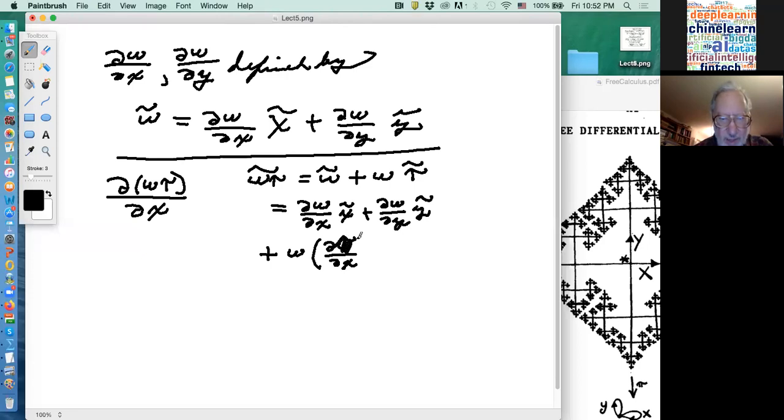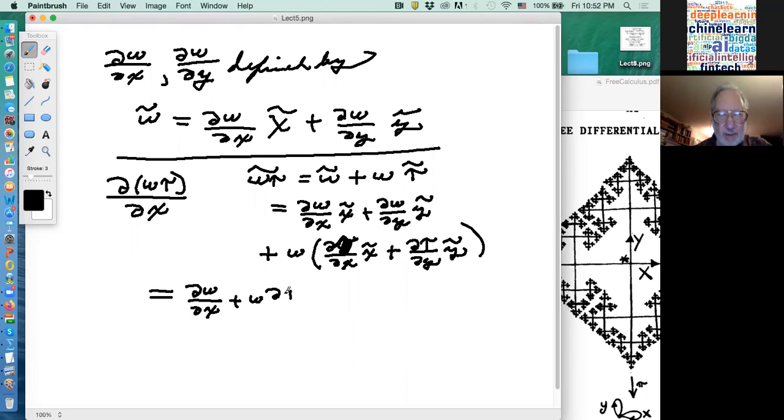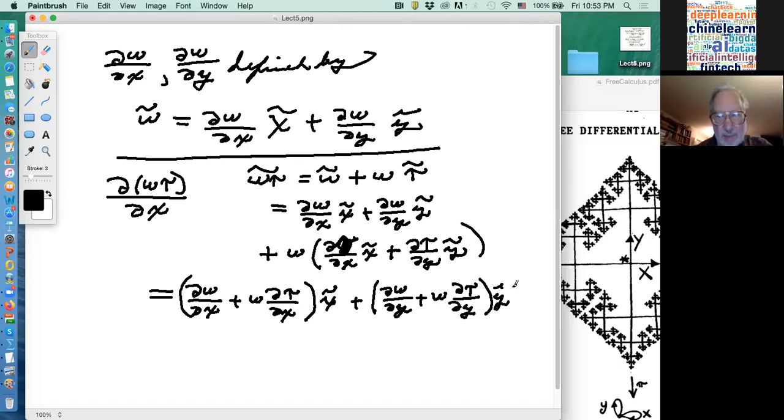Just as bad at teaching this calculus as I am at teaching ordinary calculus. d tau/dx times x tilde plus d tau/dy times y tilde. We're just going to have the rules come right out, right? So we collect the terms. And what do you get? You get dw/dx plus w d tau/dx multiplied by x tilde plus dw/dy plus w times d tau/dy times y tilde. And so you see that d(w tau)/dx is equal to this. And this is equal to d(w tau)/dy.